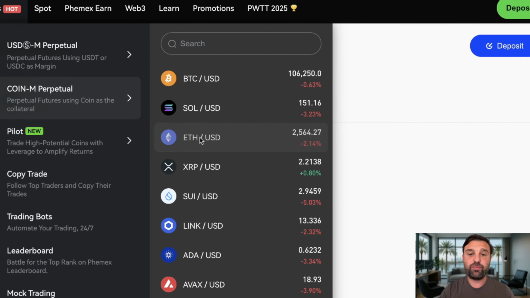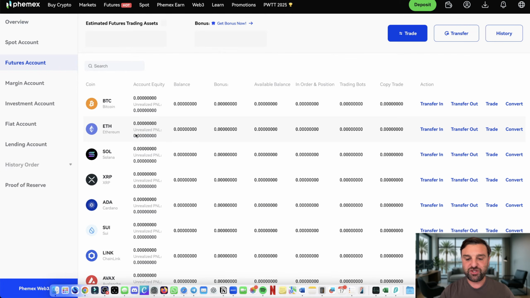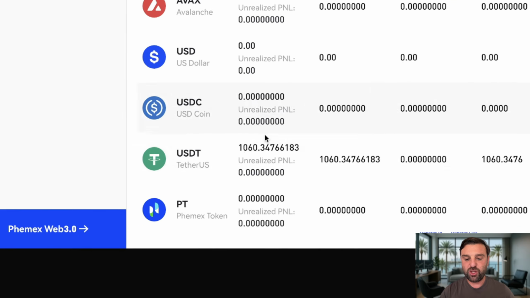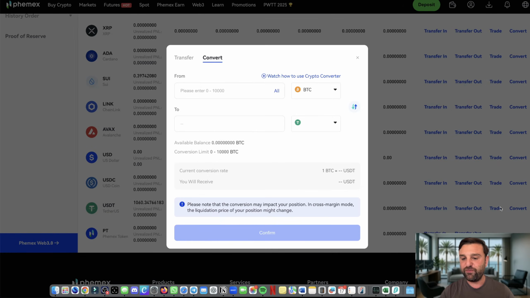I'm going to carry on with my Ethereum example, seeing as it's the coin that I cover the most on my channel and trade the most. So you'll need to go over to your assets, because at the moment in my futures account, I have USDT and we want some Ethereum. So I can easily press the convert button.